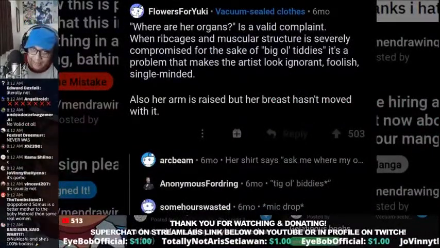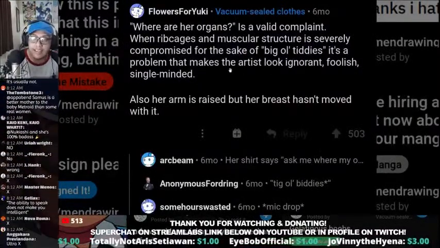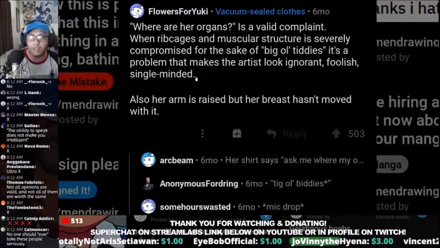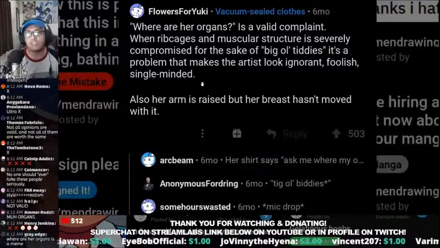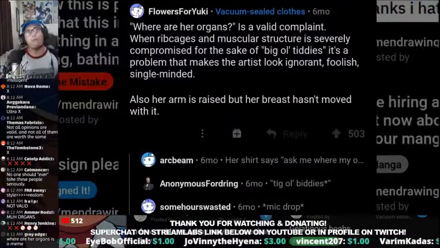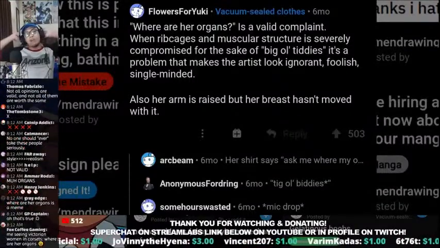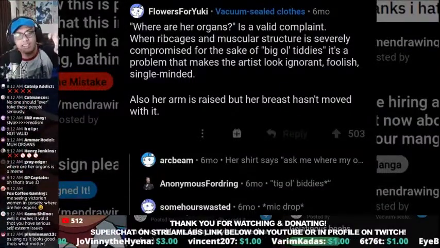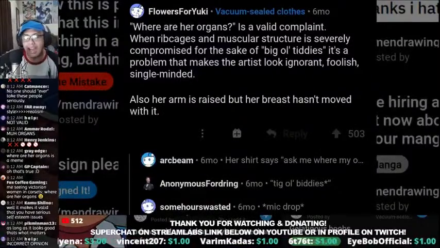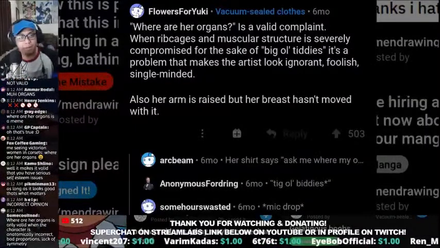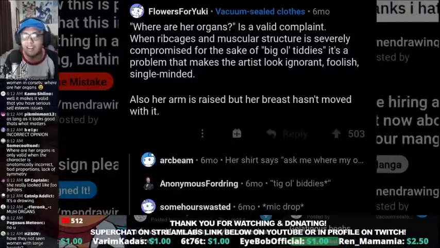When rib cages and muscular structure are severely compromised for the sake of big old titties, it's a problem that makes the artist look ignorant, foolish, single-minded. So what? Why? What's the issue? Why is the artist being ignorant, foolish, or single-minded because they draw sexy women an issue to you in particular? Why do you care so much? Can you explain to me why those are the issues?